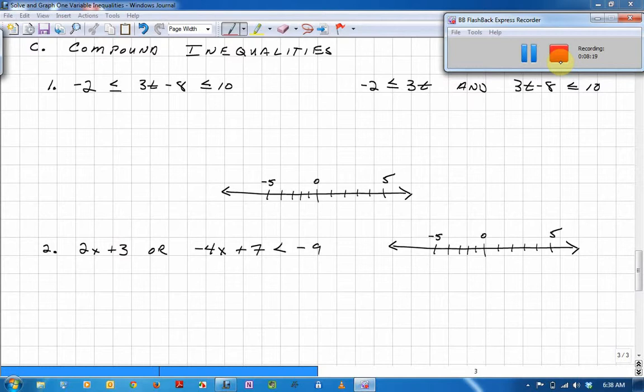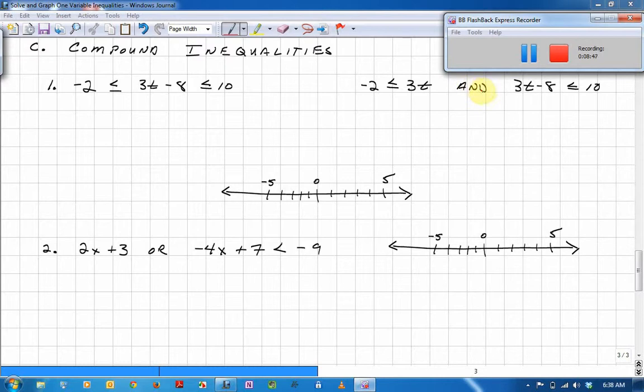In this last group of problems, I have compound inequalities. That means that there are two actual equations that we're going to use, or at least two equations we're going to have to use in each problem. Now, these first two problems are written slightly differently, but they're actually the same one. We have this negative 2 is less than or equal to 3t, and. So this is going to be an and. The answers are going to be the intersection.